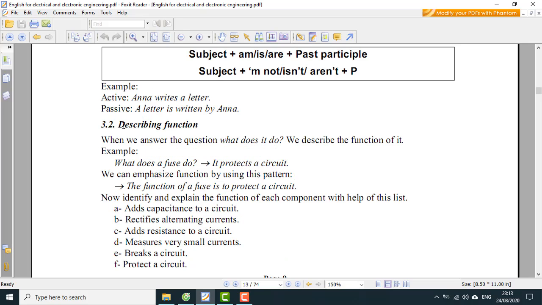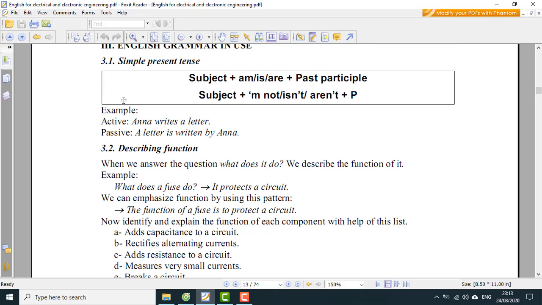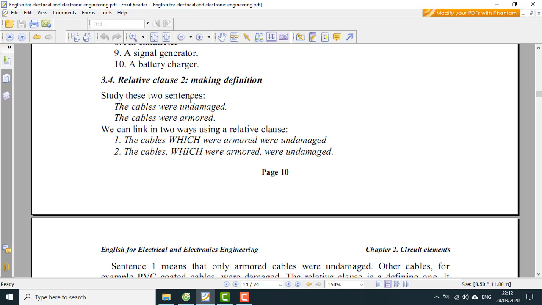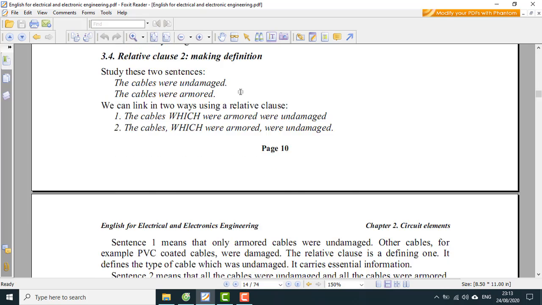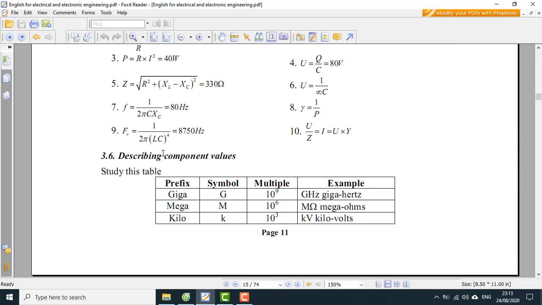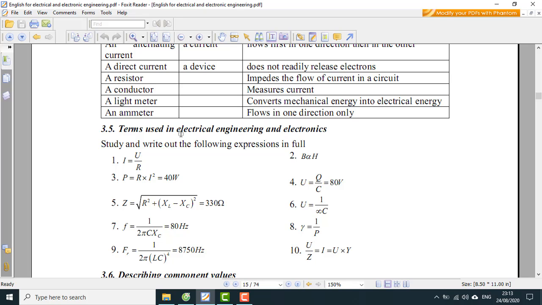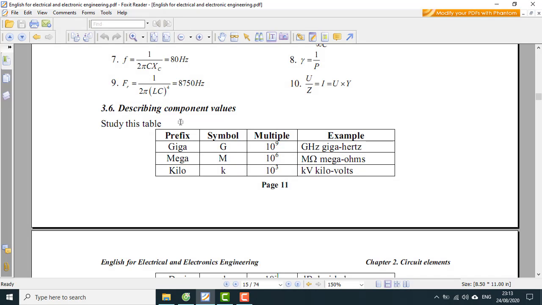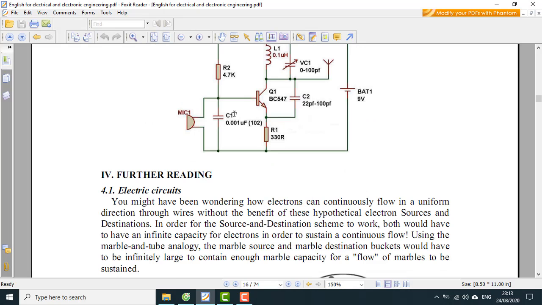The content of grammar includes simple present tense, describing function, describing purpose, relative clause, making definition, and some terms used in electrical engineering, electronics, describing component values, etc. And a final further reading for students.